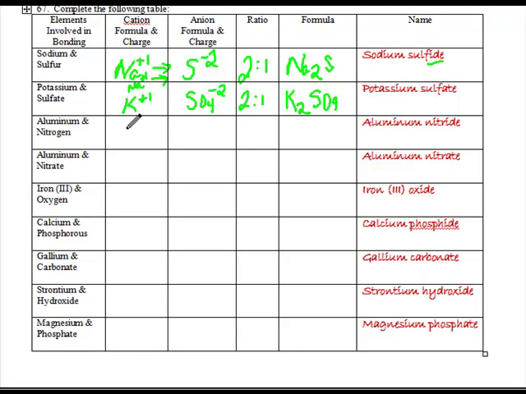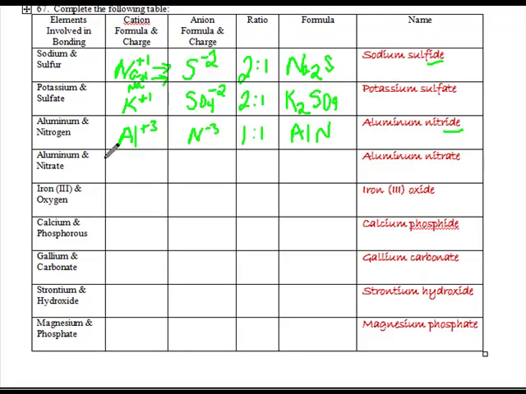Alright, aluminum and nitrogen. Nitrogen right off the periodic table, so it's going to be aluminum with a +3 charge, and then nitrogen's going to be -3. This one's giving up 3 electrons, this one's taking 3. One of these makes one of these happy, so we're going to ignore those little charges. We're just going to write AlN, aluminum nitride, ide off the periodic table.